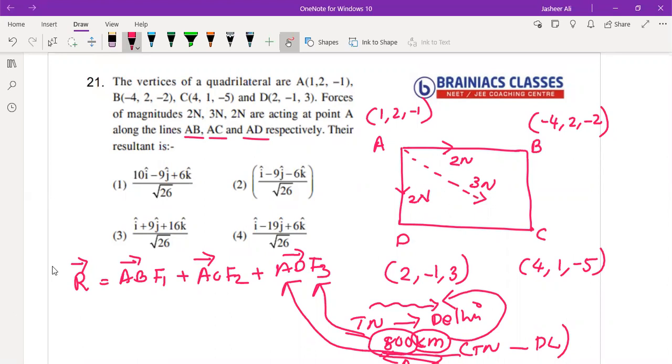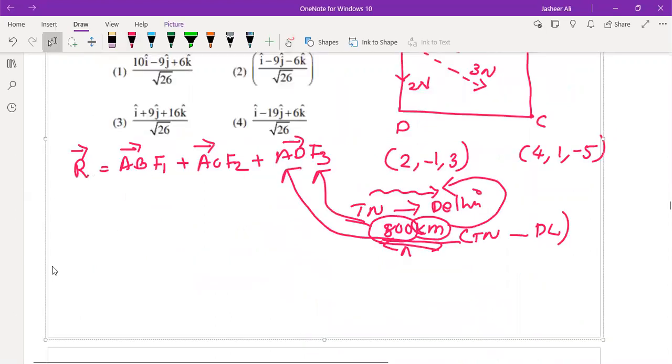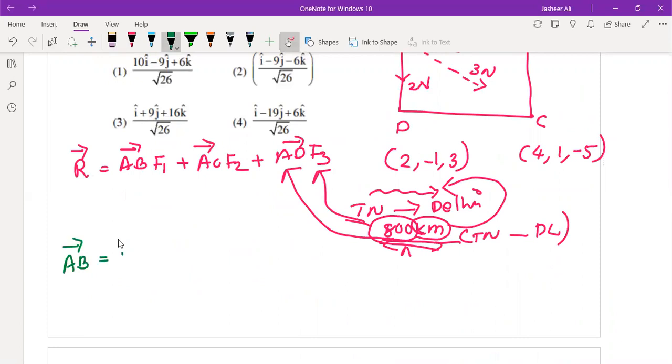Okay, now we have to find out what AB is, what AC is, and other factors we have to see. So first we'll calculate the parameters one by one. First factor is AB. Vector AB is calculated how? Vector B minus vector A calculated. So what is vector B?